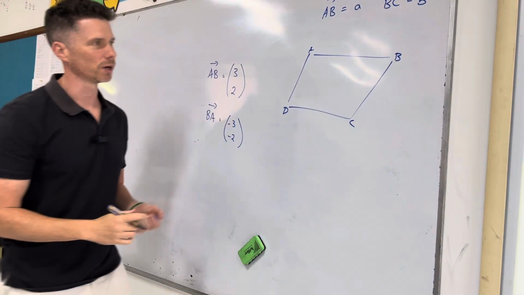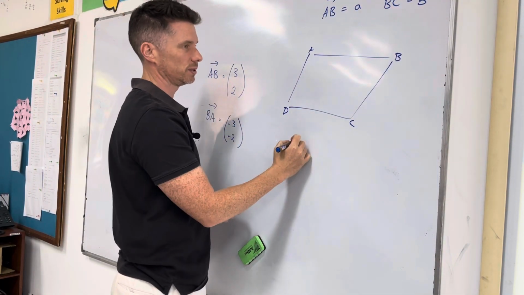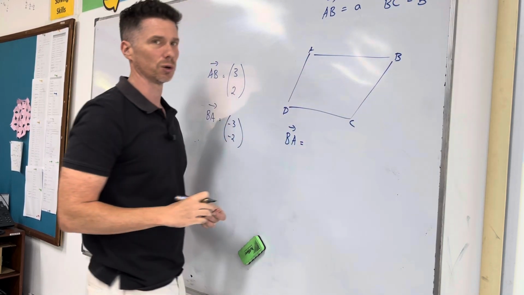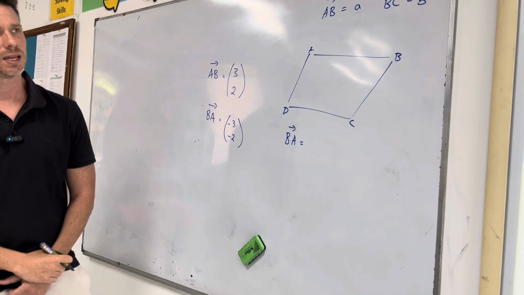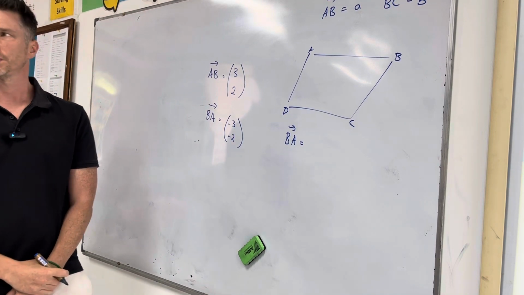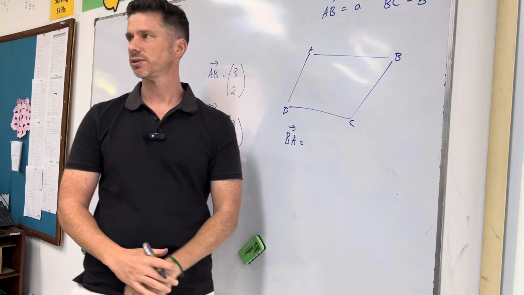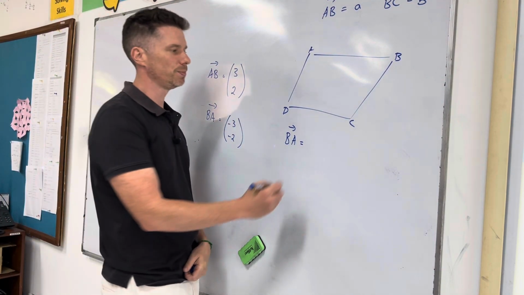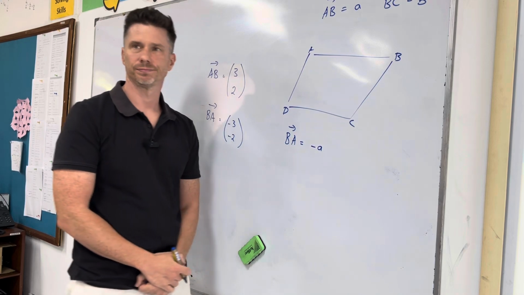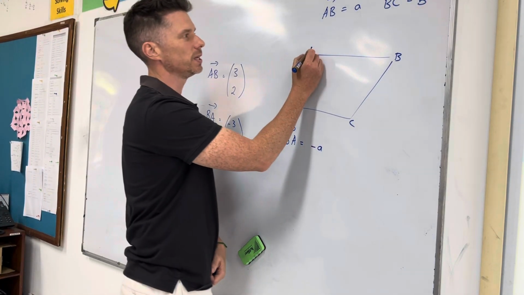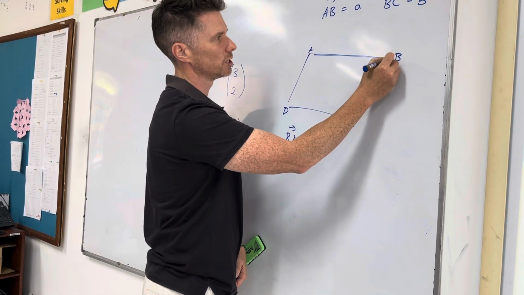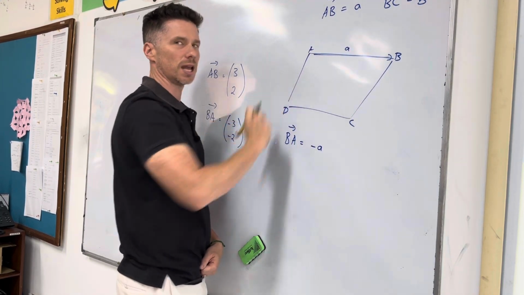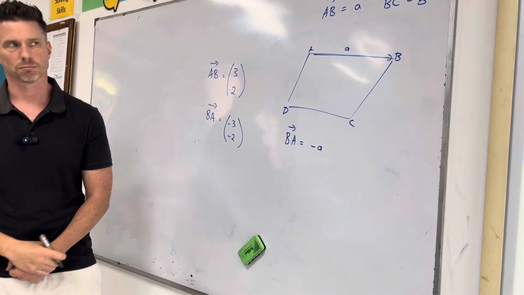Okay, and we want to find, right, how do I write it with these two letters? How do I get from B to A just using these two letters alone? What would it be? We can only use these two letters alone. And maybe you could see that that would be negative a. So if A to B is positive a, going that direction, B to A would be negative a, going the opposite direction.